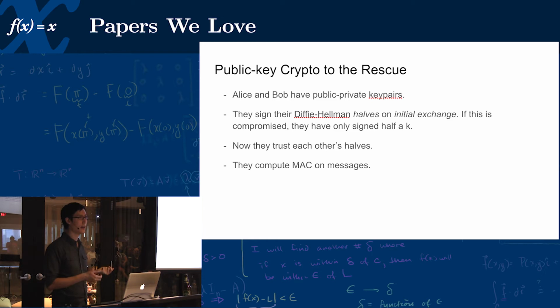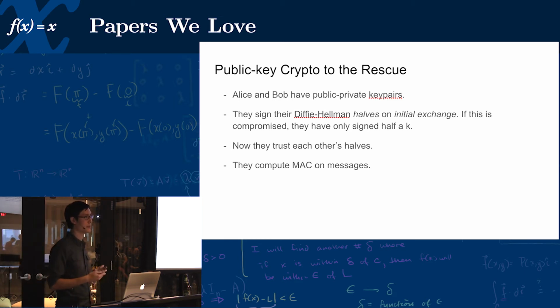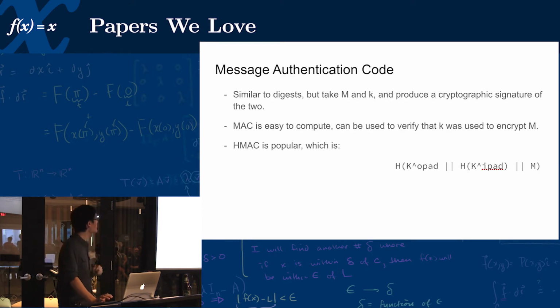So when they receive the halves and they're both just about to compute K, they go and verify that those halves are actually signed by who they think they're talking to. So now they trust each other's halves, and sort of transitively, they also trust the K that they've computed. Then they compute MACs on the messages. Okay, so what are MACs? These are message authentication codes. So they're kind of like digests.